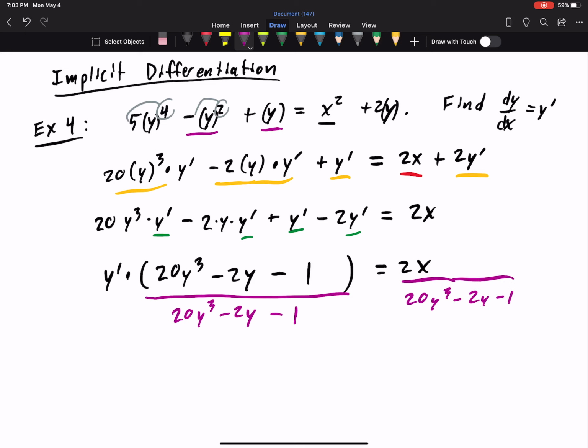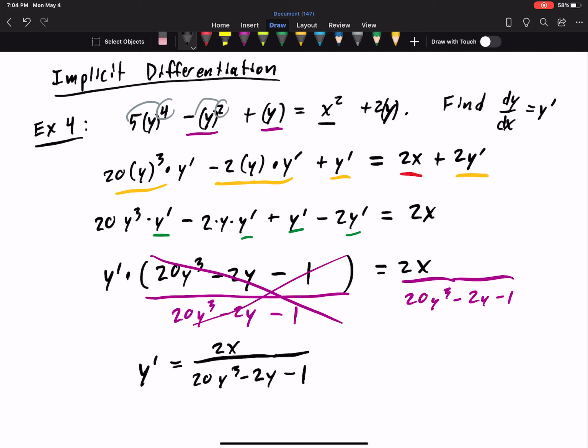Okay, so then doing this cancels off the entirety of all of that stuff. And then this finally gives us y prime is equal to 2x over the massive thing, 20y cubed minus 2y minus 1. And that's the final answer.